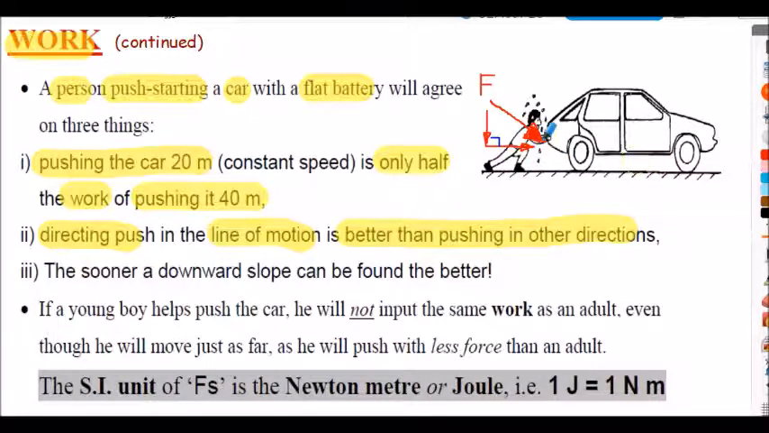The vertical component would push the car into the ground. So again, it's better to directly push the car in the horizontal with force F than push it on the incline. And the sooner a downward slope is found, the better. Okay, then we have the effect of gravitational potential energy to help us increase the speed of the car.